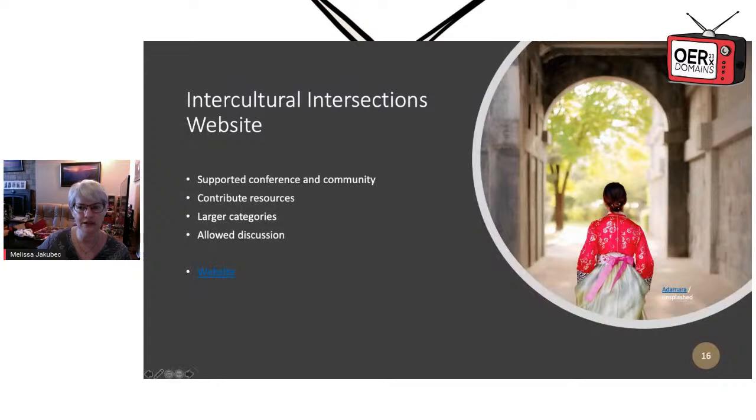And part of what I looked at then when actually building the platform for the website was a conference that we'd held here at TRU, where they developed a website. Sorry, now my voice is going. Sorry about that. That supported the conference and the community. People could contribute resources there, and there were larger categories, and it allowed discussion, but it wasn't searchable, and you would have to go through a lot of scrolling through posts, which could become very time-consuming and unproductive.